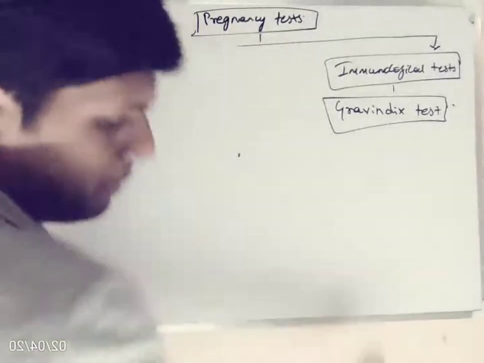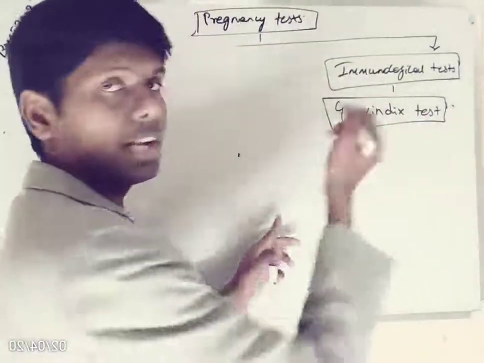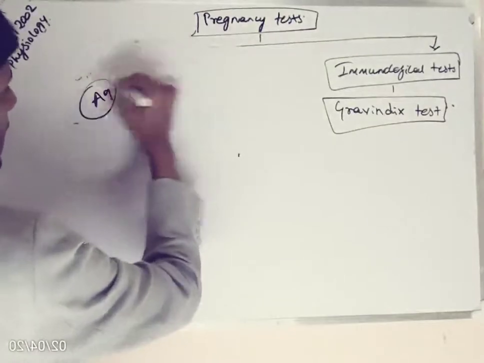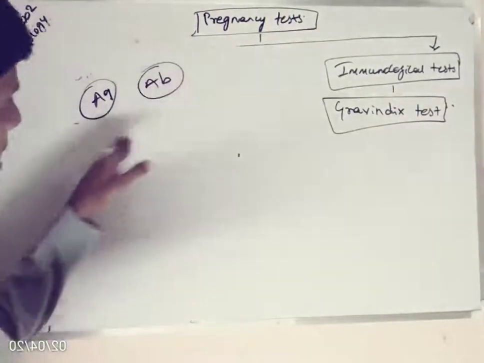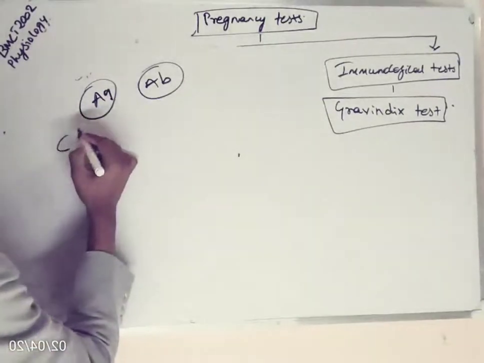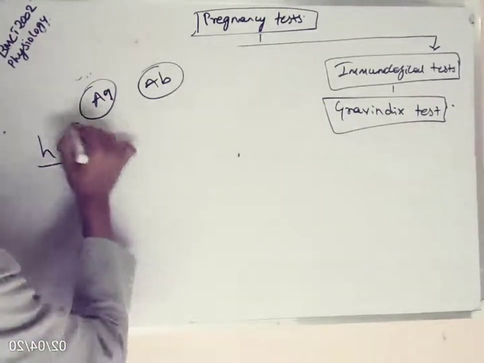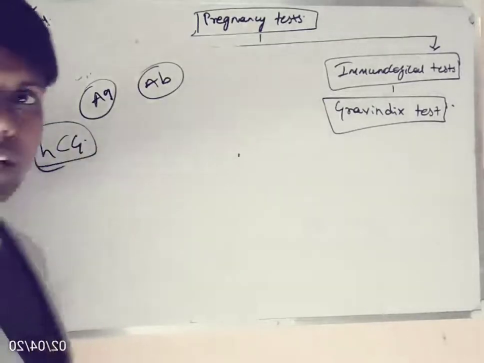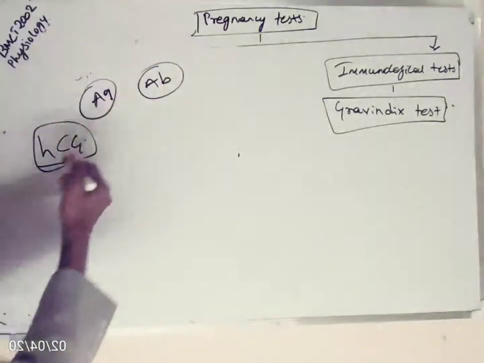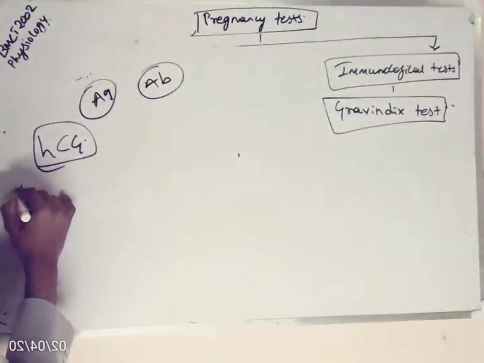In the immunological test, in immunology you need to keep in mind two concepts. One is antigen and one is antibody. So what is antigen and what is antibody? Antigen, for example, here it is human chorionic gonadotropin. It is the substance which is present in the urine of a pregnant woman, right? So this substance will leak into the urine immediately after 2 to 3 days.